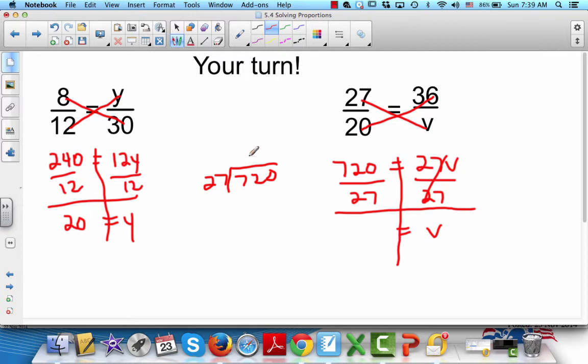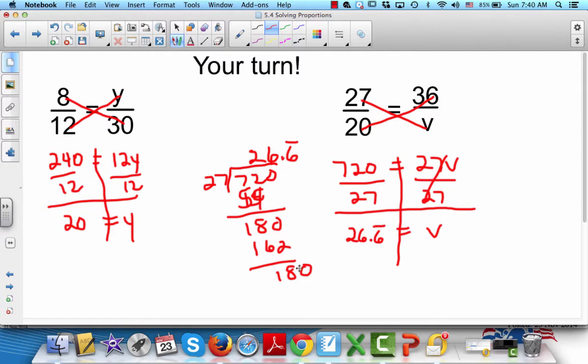Let's see, 2 gives you 54. 54, that leaves you 180, that gives you 4, 5, 6. 6 times 27 is 162, with 18 left over. And then how many times does 27 go into 180? Oh, same thing, 6 times. So that's going to be repeating. So the answer is 26.6 repeating. Okay?